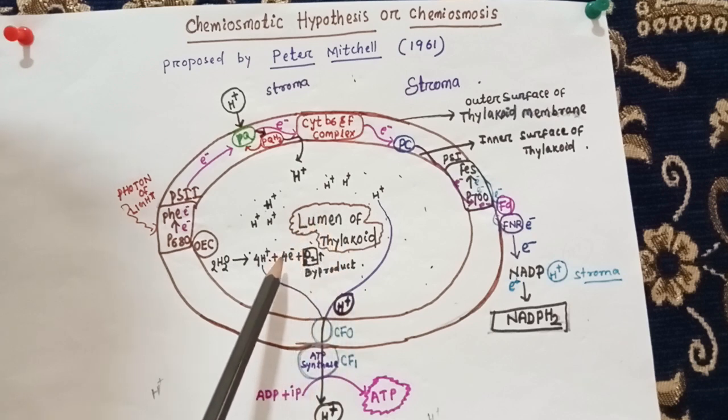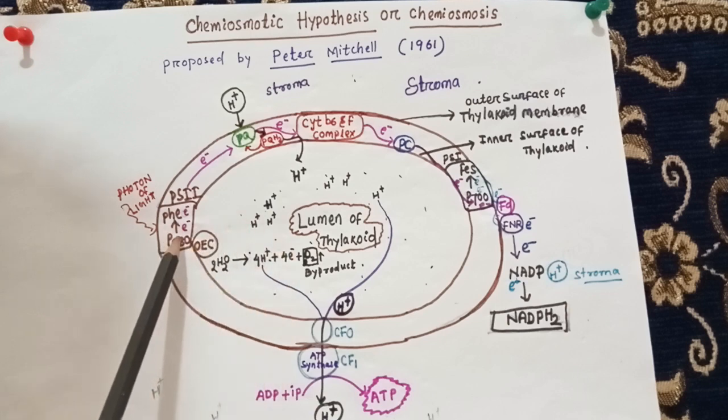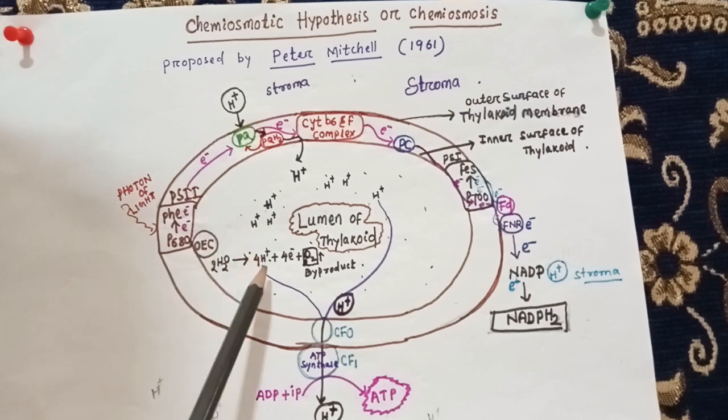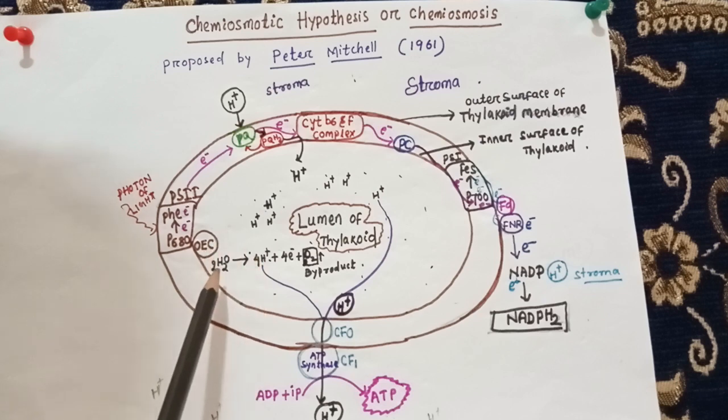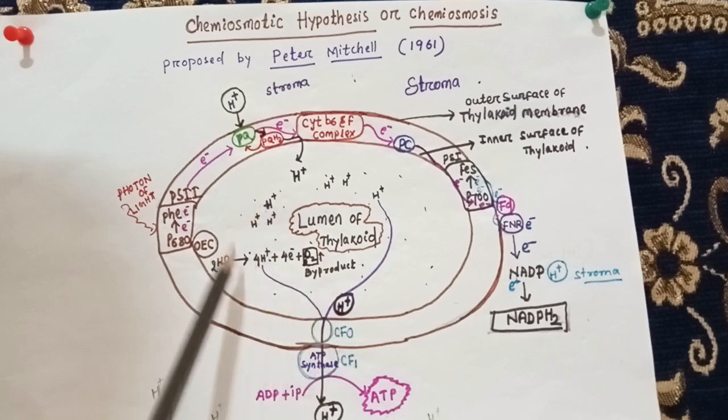Whereas the electrons can fill the gap or fill the deficiency of the reaction center of photosystem 2. But what about the protons? As the protons are produced by the photolysis of water, they can accumulate inside the lumen of the thylakoid.